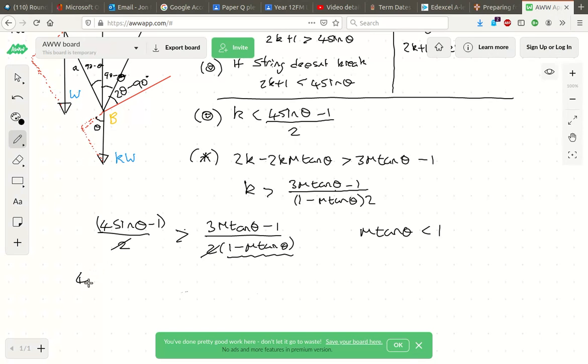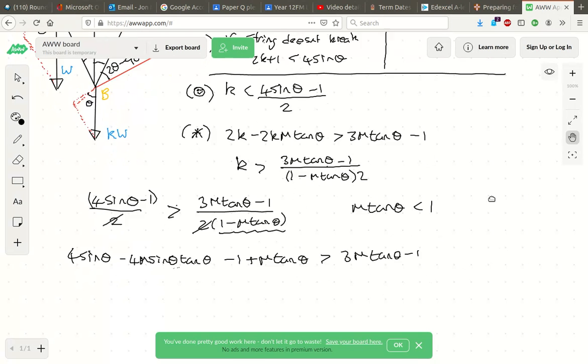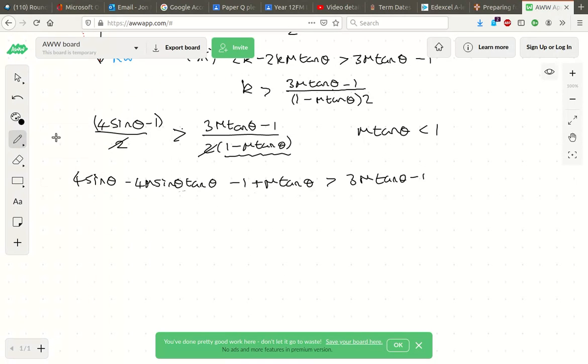And so you're going to get 4 sine theta minus 4 mu sine theta tan theta minus 1 plus mu tan theta, and that is going to be bigger than 3 mu tan theta minus 1. And let's just keep going. We're almost at the end now. Let's just tidy up a bit. Okay, I've got a 3 mu tan theta and a mu tan theta there. I've got two minus ones. Let's get rid of those. That's going to be 2 mu tan theta.